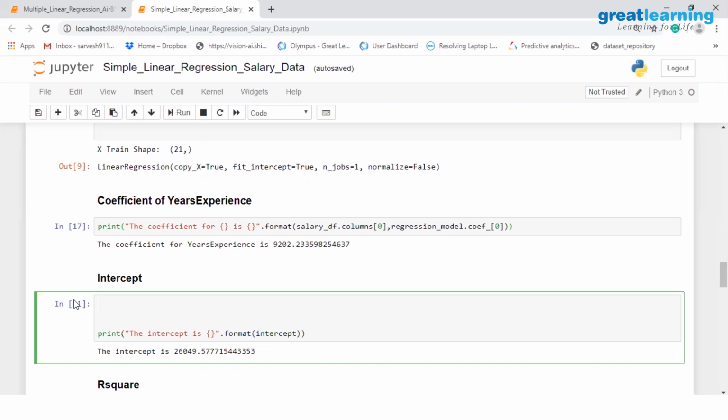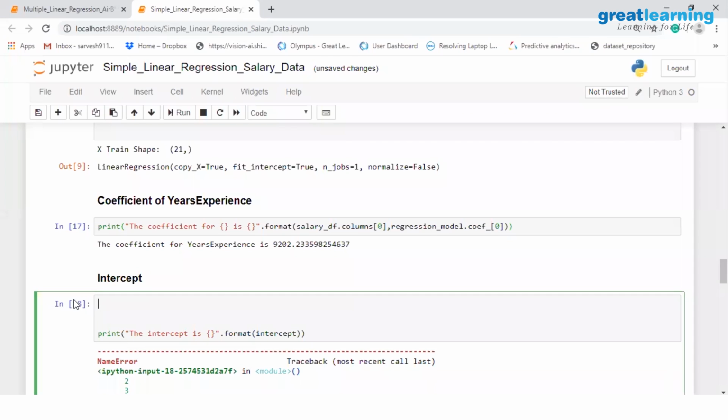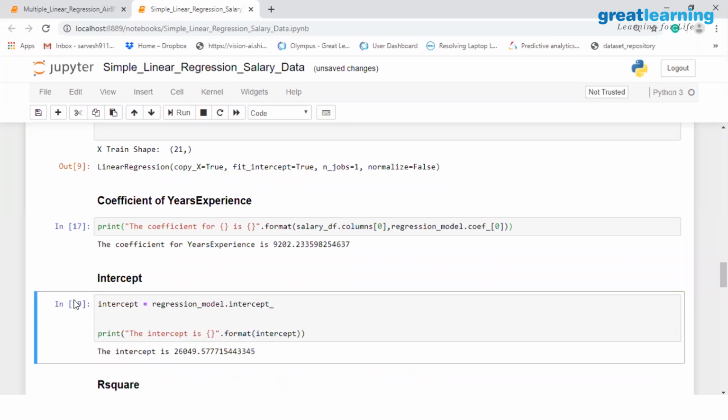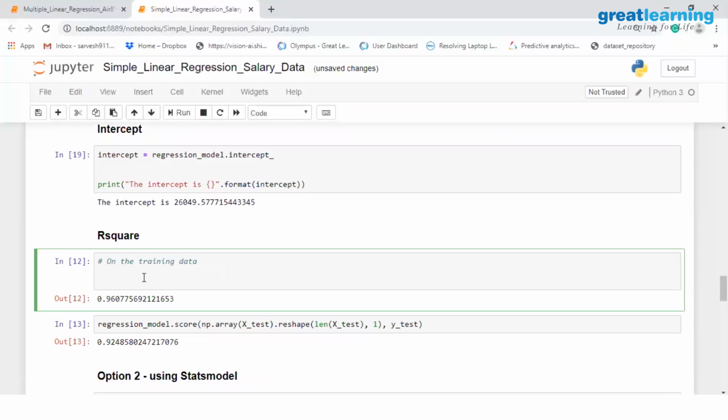Therefore, for the intercept of this model, I have to find the intercept. The intercept is given by regression model dot intercept. So the intercept is 26049. If my x is 0, what is the default salary? If a fresher comes with zero years of experience, what could be the right salary? We could give 26,049 units. I cannot tell it as rupees. So that's the end takeaway from this regression.